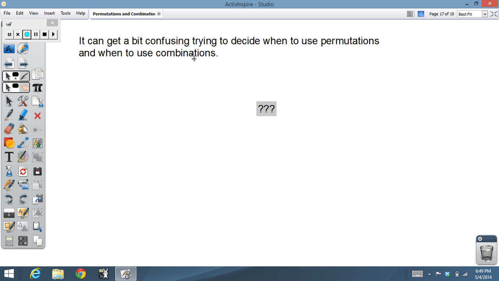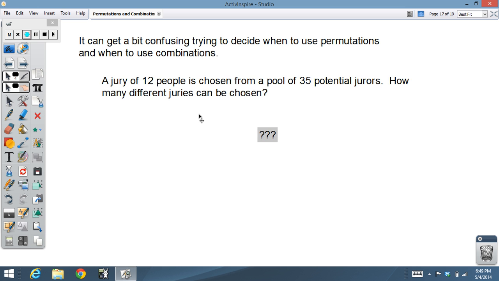Next example. I evidently lost my question here. Let me see what I got. There we go. A jury of 12 people is chosen from a pool of 35 potential jurors. How many different juries can be chosen? Okay, once again, pause if you want to do it on your own.